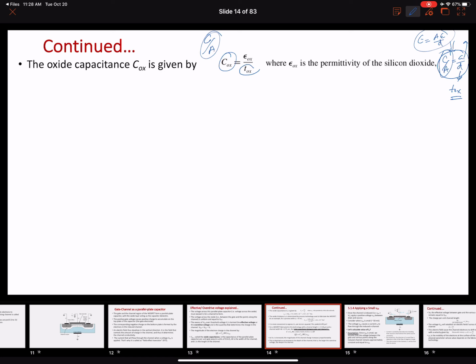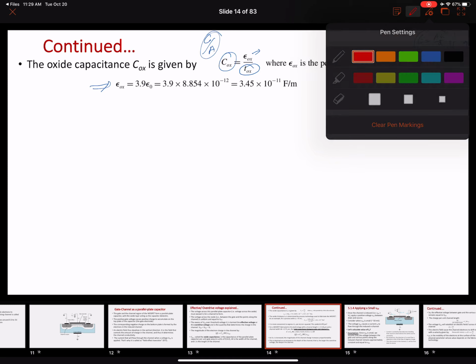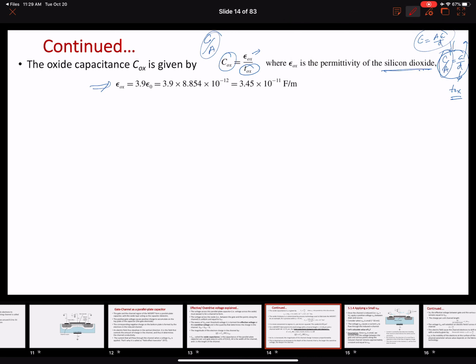So we have Tox over here, which is again the thickness of the oxide layer, which is the silicon dioxide in this case. And then epsilon ox is the permittivity of the oxide layer. So for the silicon dioxide, our relative permittivity is 3.9. Then we have the free space permittivity. So you can find out this value.